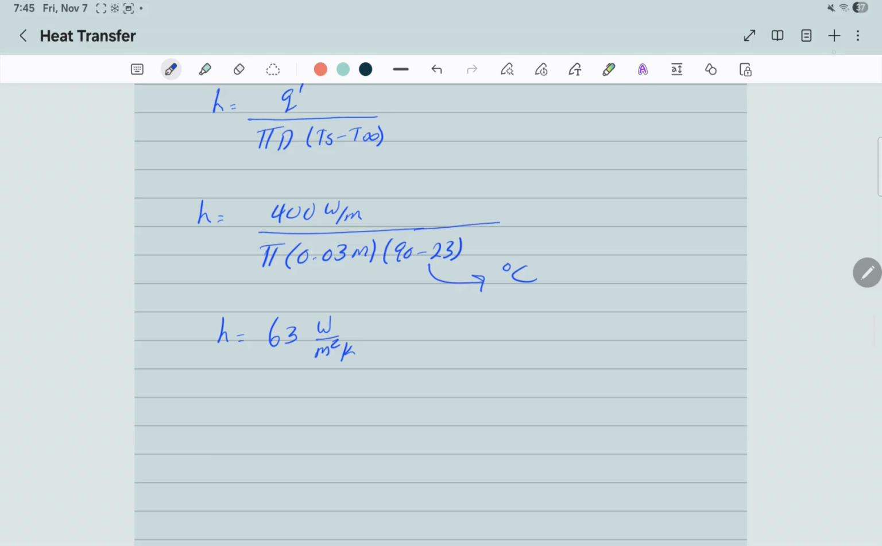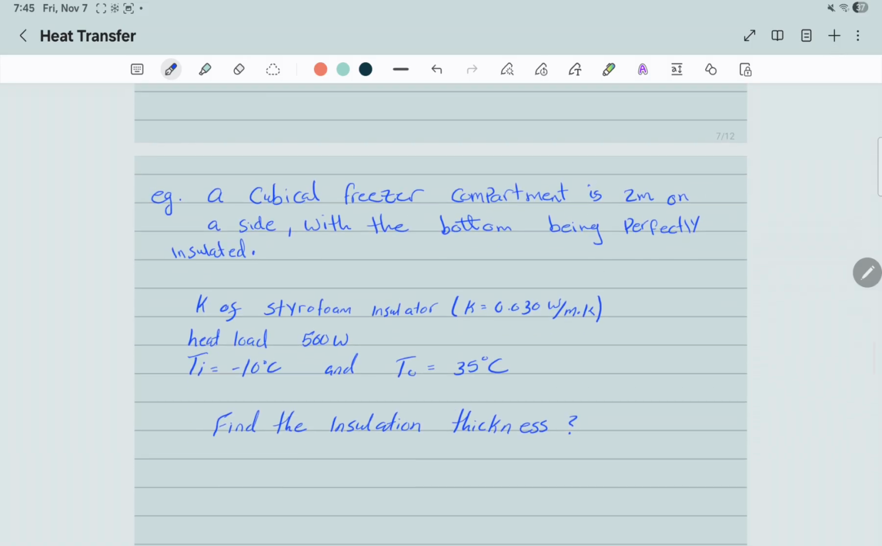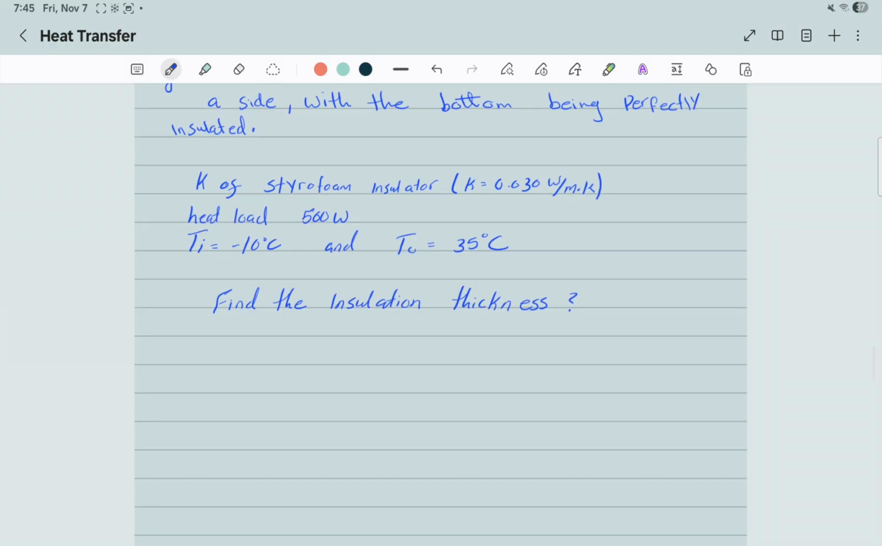Let's move on to the next one. Second example, let's go ahead and read the problem statement. A cubicle freezer compartment is 2 meters on a side, with the bottom being perfectly insulated. Thermal conductivity K of the material, which is styrofoam in this example, is given to be 0.03 watt per meter Kelvin. Heat load is given, your heat transfer. The inside temperature and outside temperatures are given.